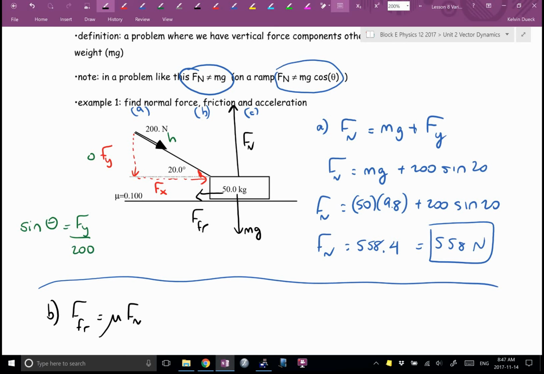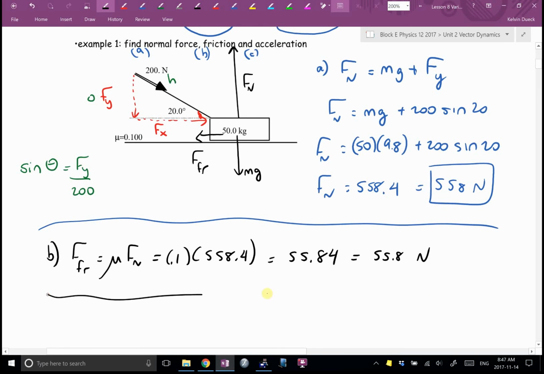So it's just going to be 0.1 times 558.4. I can do that in my head. It's going to be 55.84. When you multiply by 0.1, Taylor, it just moves the decimal over one point, my friend. So it's going to be 55.8 newtons. Okay. That's not too bad.